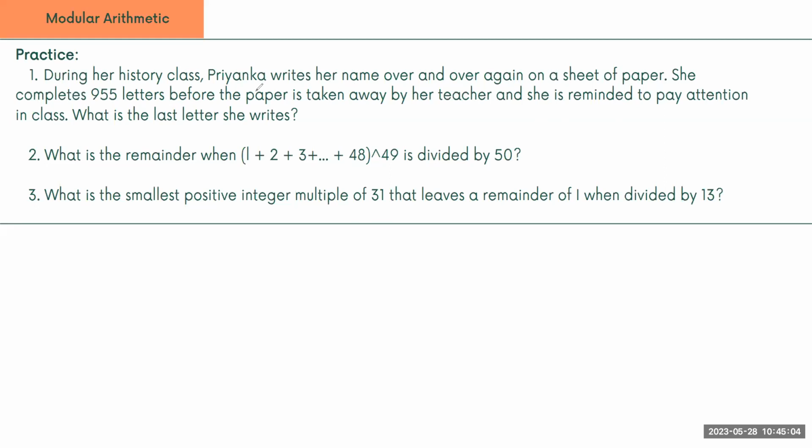So anyways, for question 1, we have this person named Priyanka, and basically she writes her name over and over again on a sheet of paper, and then she completes 995 letters before the paper is taken away. So what is the last letter she writes? First we see how many letters she has in the name. 1, 2, 3, 4, 5, 6, 7, 8. So 8 letters total, right? And then we want how many 8-letter things are in 955. So you're saying 955 mod 8.